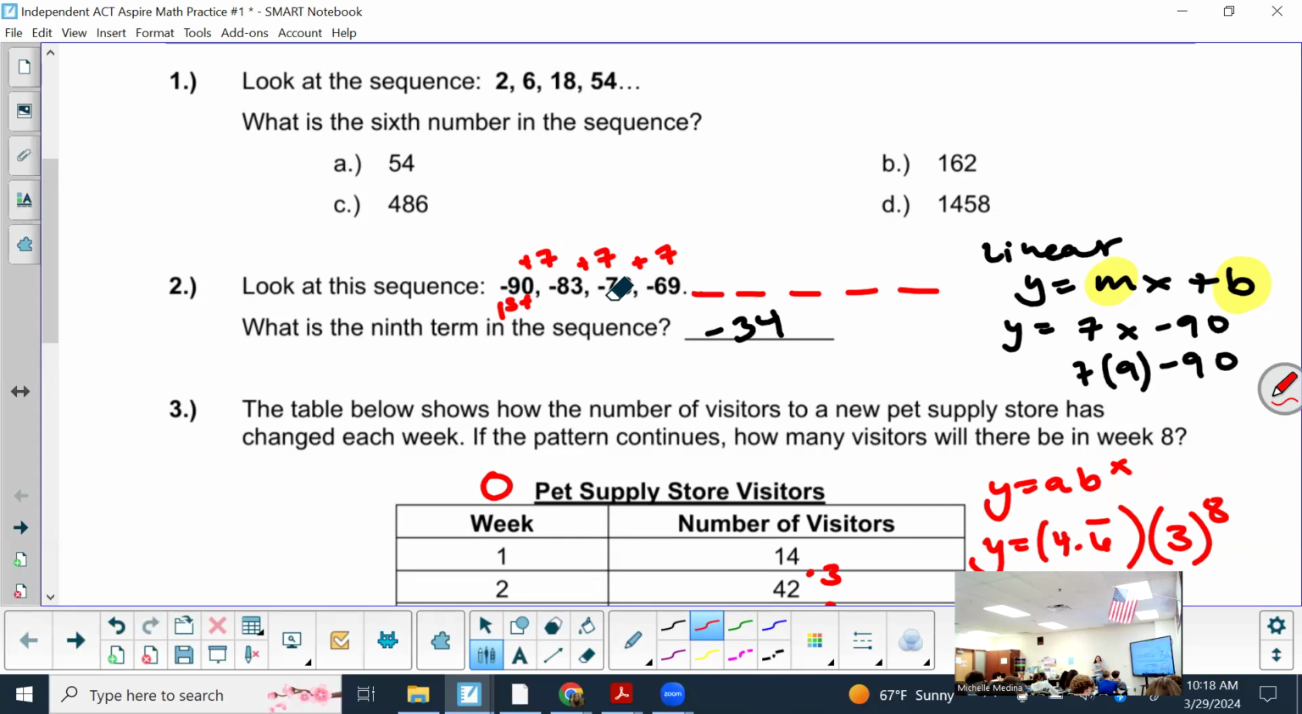To get my y-intercept, you want technically the 0 term in the sequence. Time starts when x is 0. So if you continue it backwards, instead of adding 7, subtract 7. And that's actually my y-intercept, negative 97. Now, when I plug in that 9 for the 9th term in the sequence, 63 minus 97 is giving me the right answer.